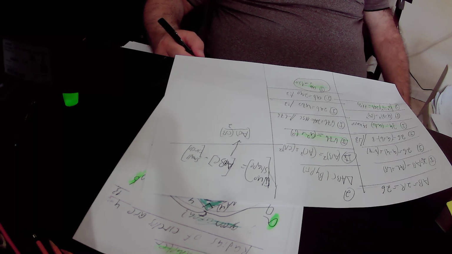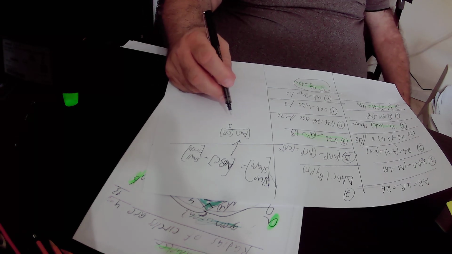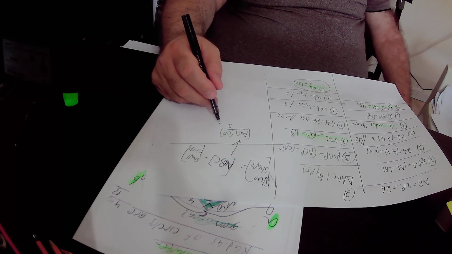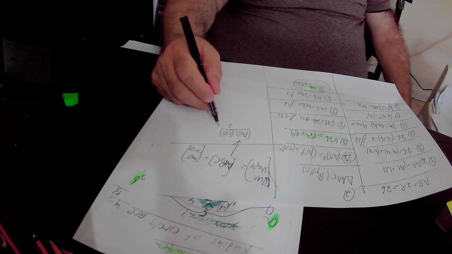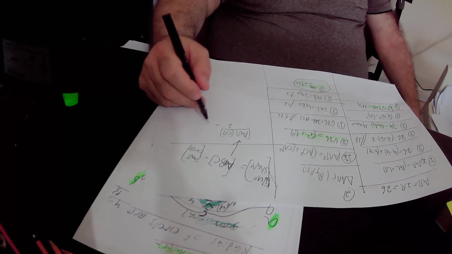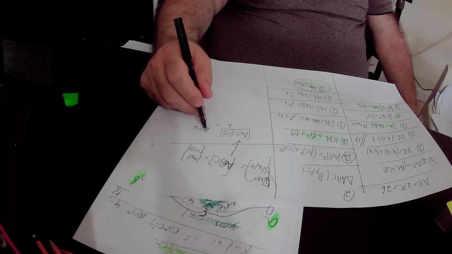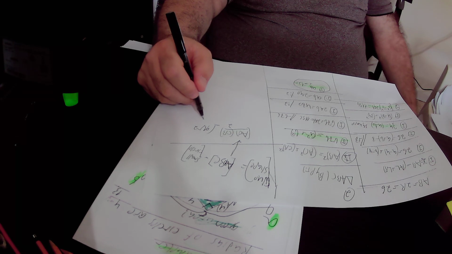The area of triangle ABC equals AC times CB over 2, minus the area of the small circle. The area of the small circle equals pi r squared, where r equals the radius of the small circle.